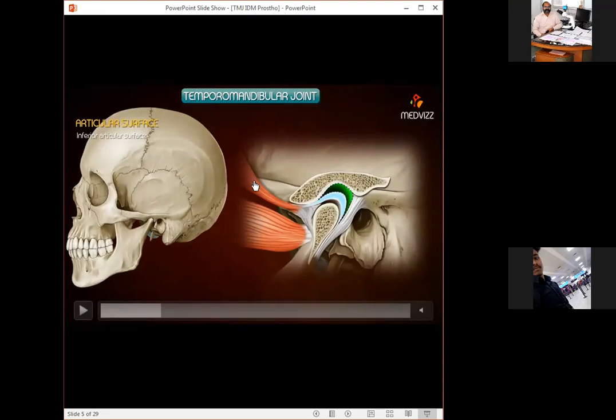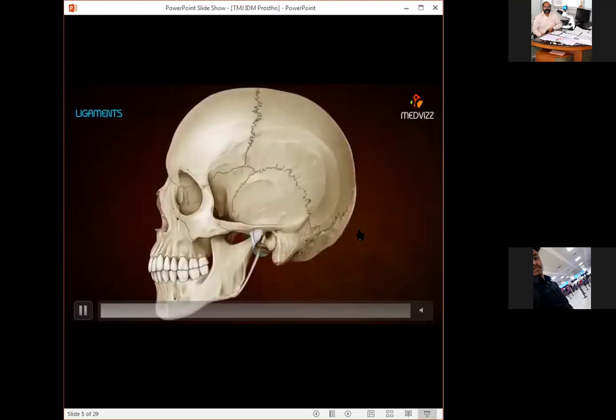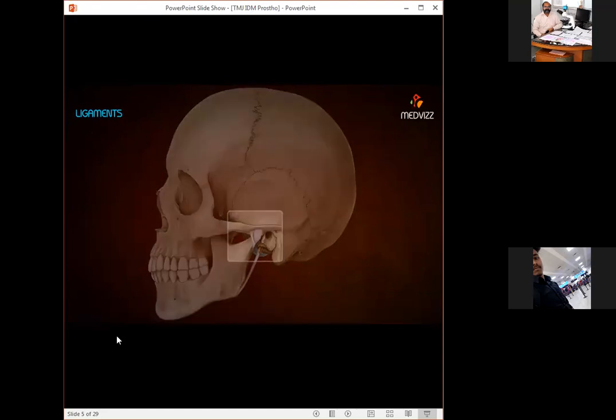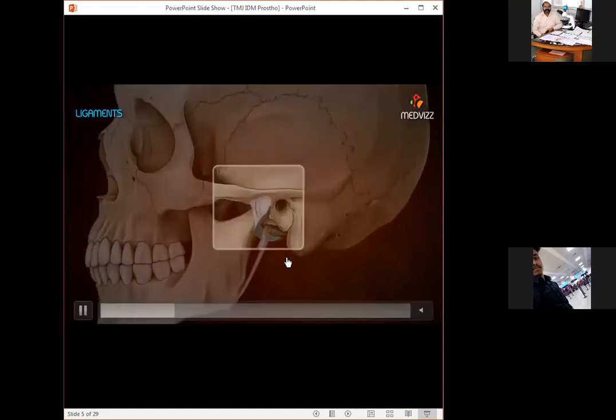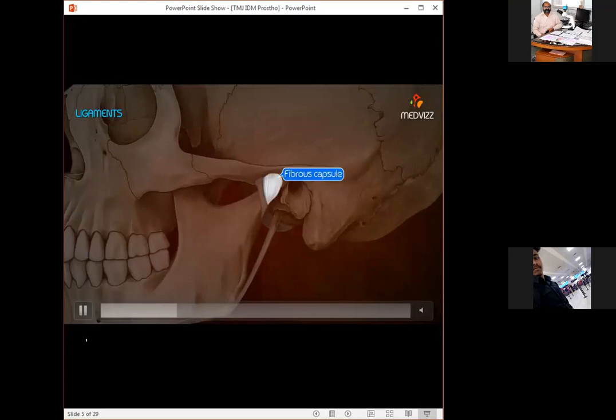And if you see, this is the muscle of lateral pterygoid, which gets inserted onto the articular disc, and this is the other portion of the lateral pterygoid that is attached to the neck of the condyle. Okay, so if you see here, superior and inferior joint compartments separated by the articular disc. Then you have the various ligaments, which is shown in this video.